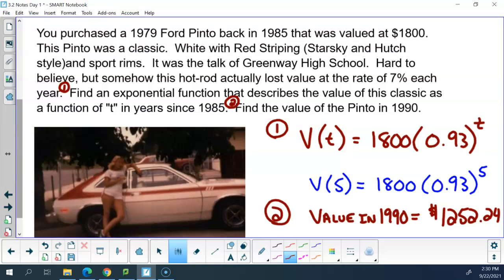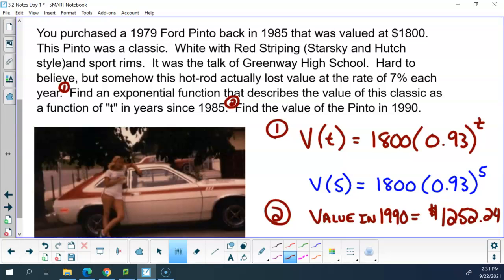What would the value be today? So in 2021? How many years since 1985? 36, right? So 36 years out. It's worth $132.02.